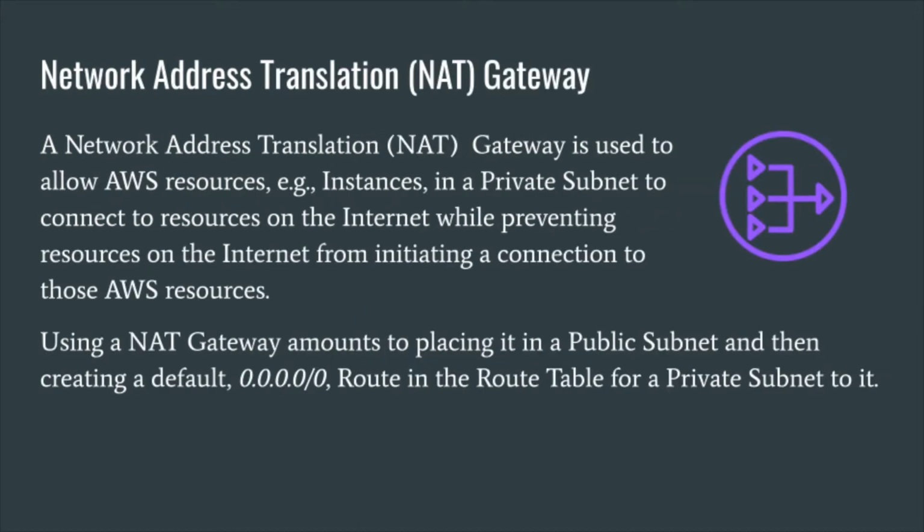A network address translation gateway is used to allow AWS resources in a private subnet to connect to resources on the internet while preventing resources on the internet from initiating a connection to those AWS resources. Using a NAT gateway amounts to placing it in a public subnet and then creating a default zeros route in the route table for a private subnet to it.